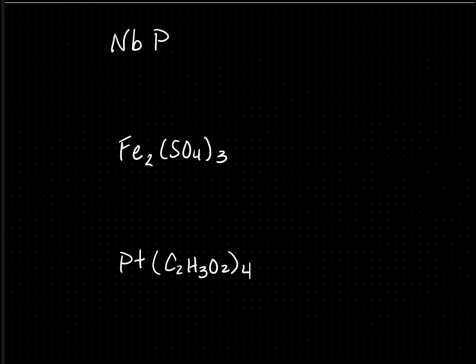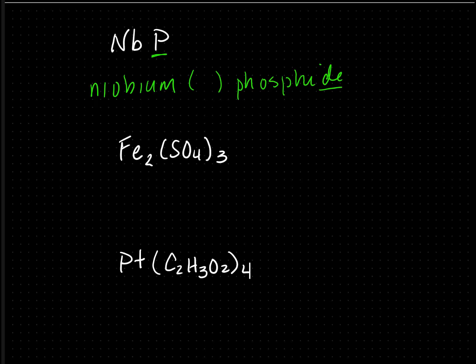NbP. Nb is a transition element found between groups 3 and 12. It is niobium. Since it's a transition, we need to put parentheses. P is a nonmetal off the periodic table. Phosphorus, which becomes phosphide. IDE, drop the ending and add IDE. The charge of phosphorus is 3. There is 1 phosphorus here divided by 1 Nb, so the charge is 3.